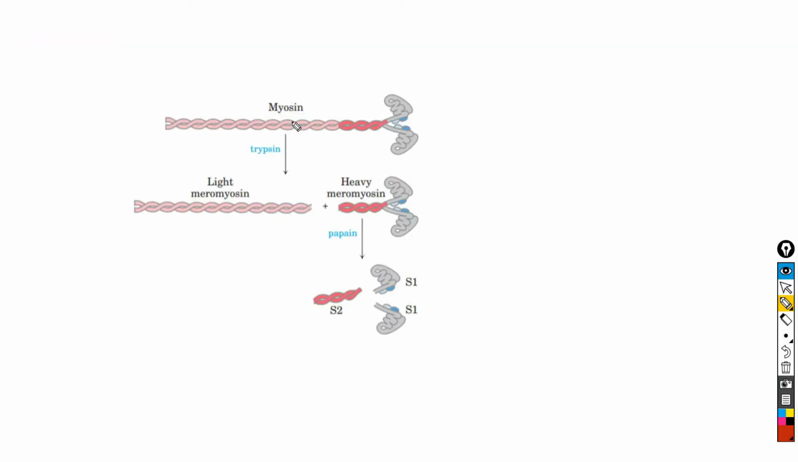When muscle myosin is treated briefly with the protease trypsin, much of the fibrous tail of the myosin molecule is cleaved off. That divides the protein into two components, light meromyosin and heavy meromyosin. Light meromyosin contains only the extended coil portion of the myosin molecule, whereas heavy meromyosin contains the globular head domain along with some coil portion of the myosin molecule.